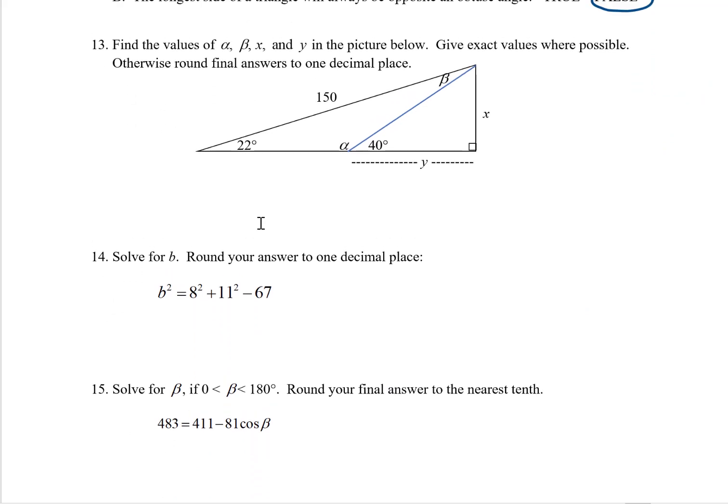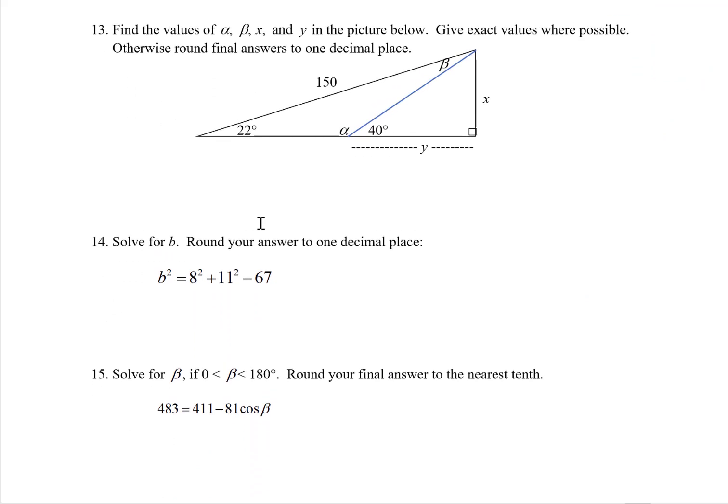Problem number 13. We've got some unknowns in this picture that we want to find. Let's start with the angles. I'm looking at these angles here. They make what's called a straight angle, which means they have to add up to 180 degrees. That tells me that this alpha here must be 140, because 140 plus 40 is 180.